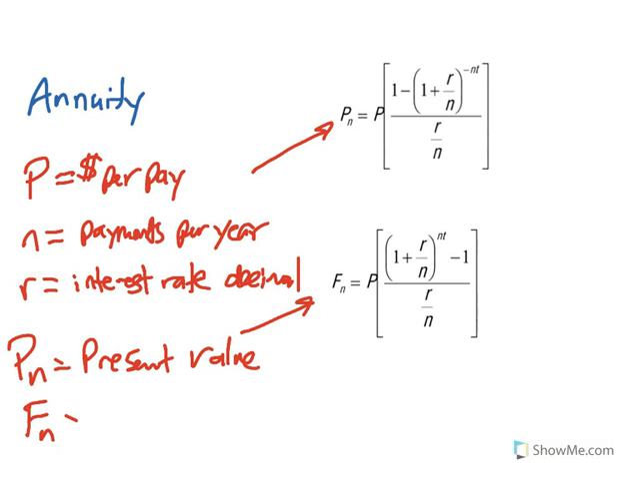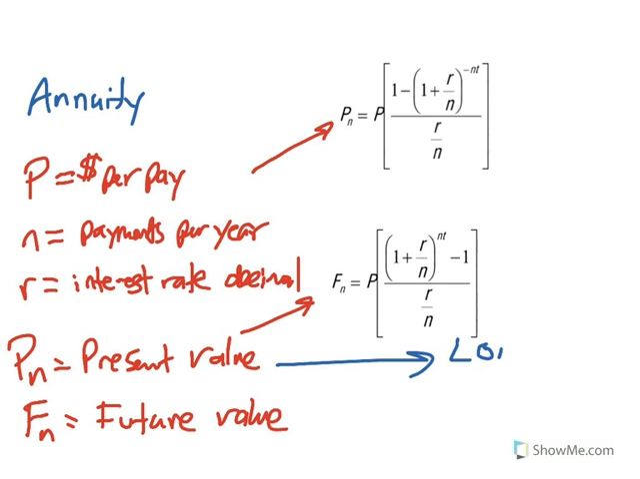So what's the difference between a present value and a future value? Present value would be something like you took out a loan. You borrowed $100,000 to buy a house. The present value of that money is $100,000. Present value is oftentimes associated with some type of a loan.